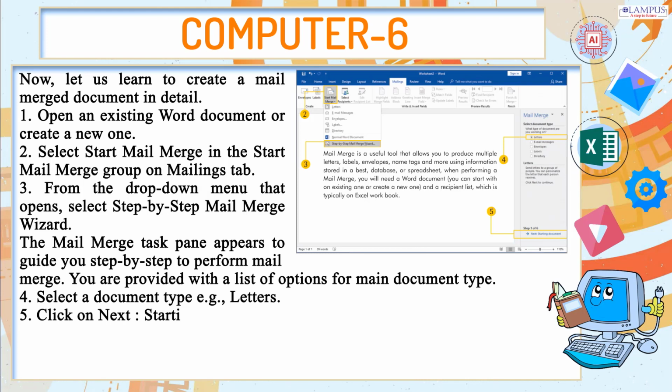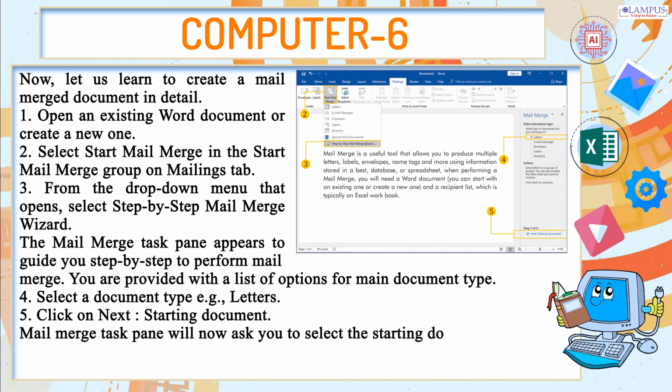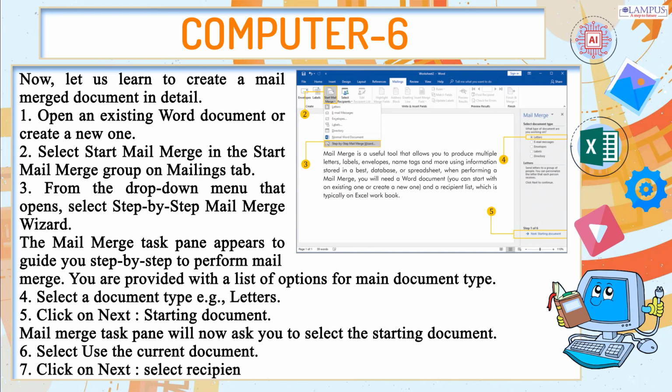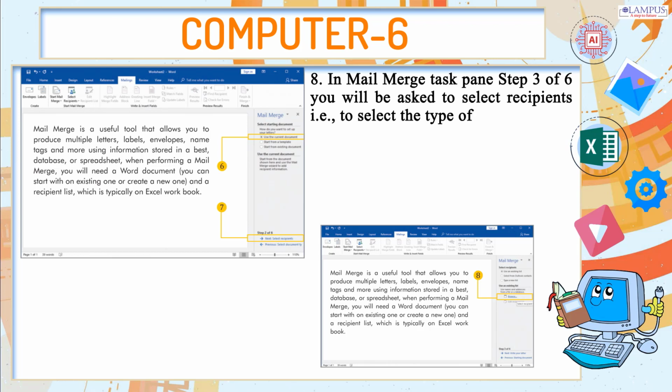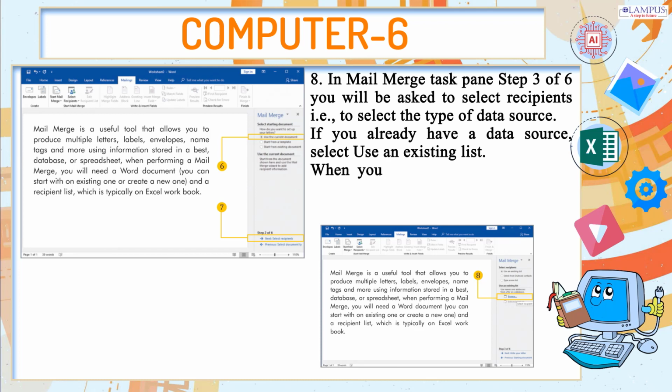5. Click on Next, Starting Document. The Mail Merge task pane will now ask you to select the starting document. 6. Select Use the current document. 7. Click on Next, Select Recipients. 8. In Mail Merge task pane step 3 of 6, you will be asked to select Recipients, i.e., to select the type of data source. If you already have a data source, select Use an existing list.